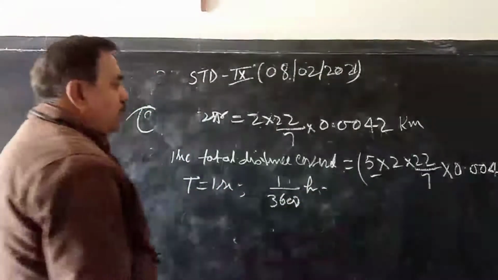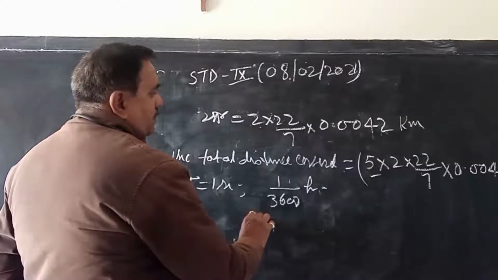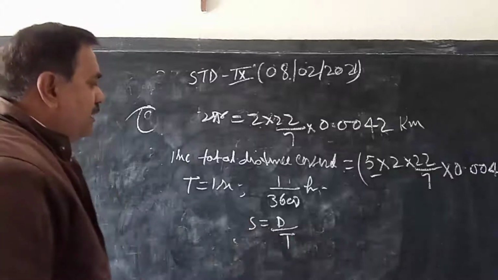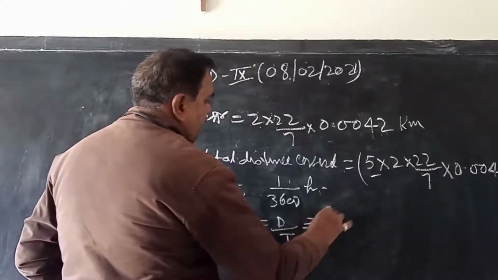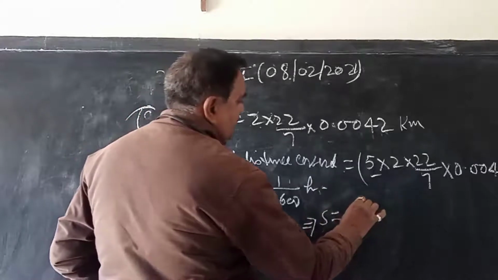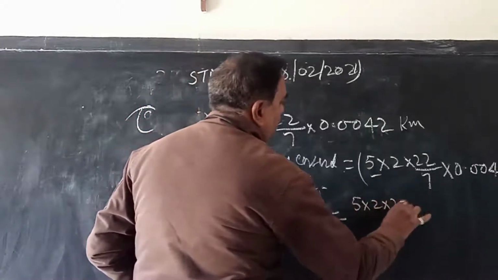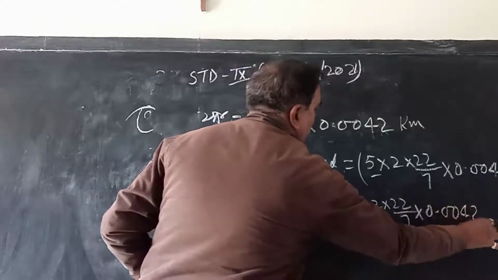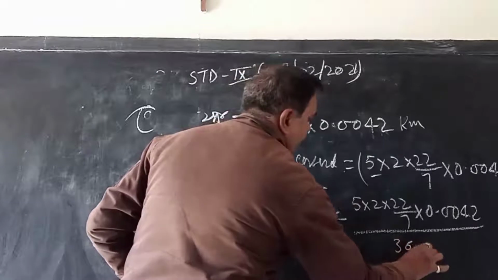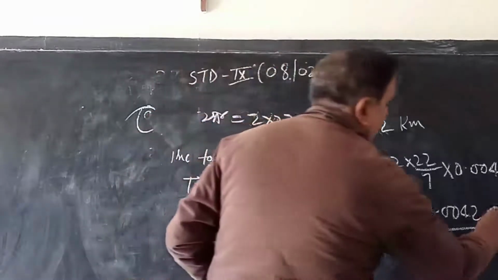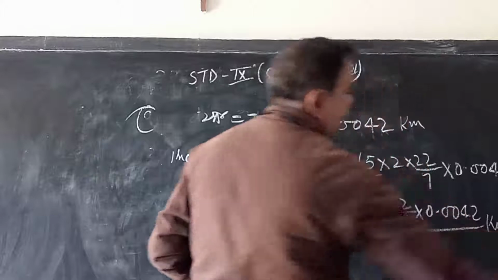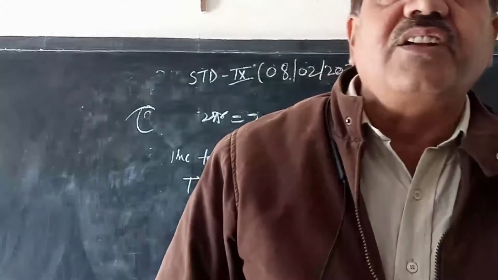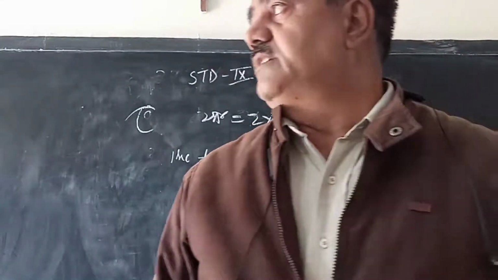Right? Now, speed is equal to distance by time. This is the formula. Now we have to find the speed. Speed: distance is 5 into 2 into 22 by 7 into 0.0042, and time 3600. Right? This is kilometer per hour. Now calculate the value and write the answer to the nearest kilometer. Right?